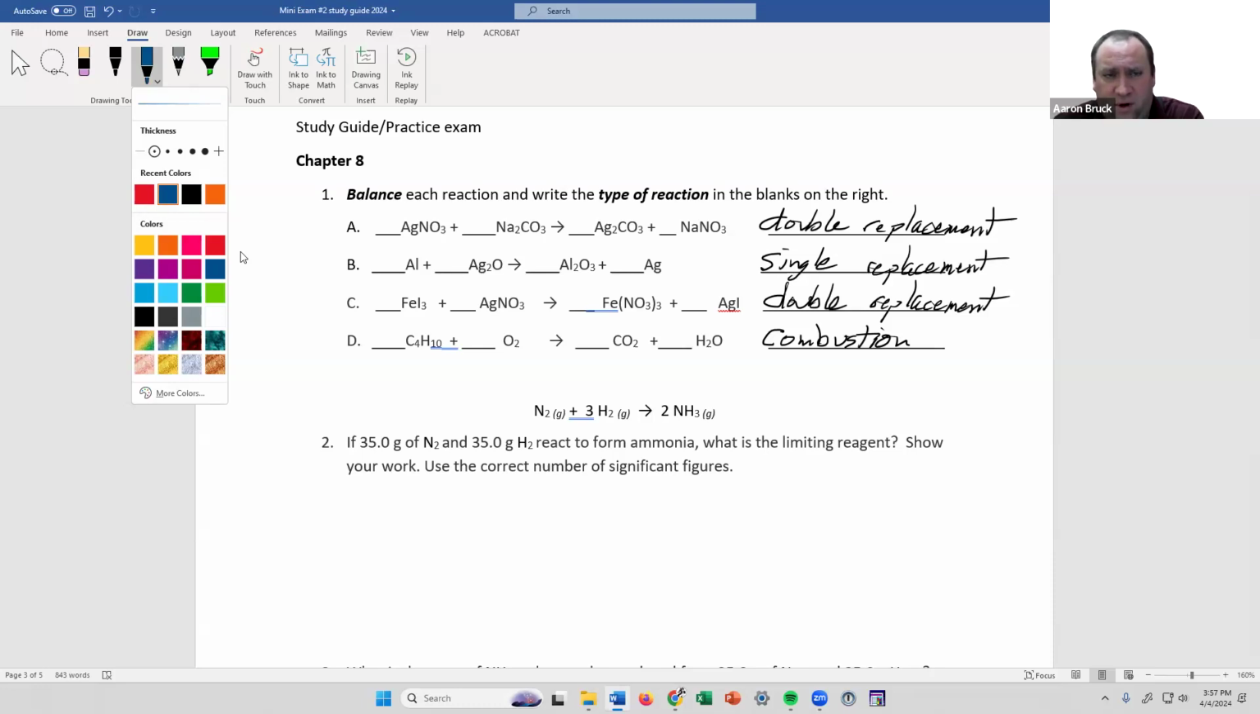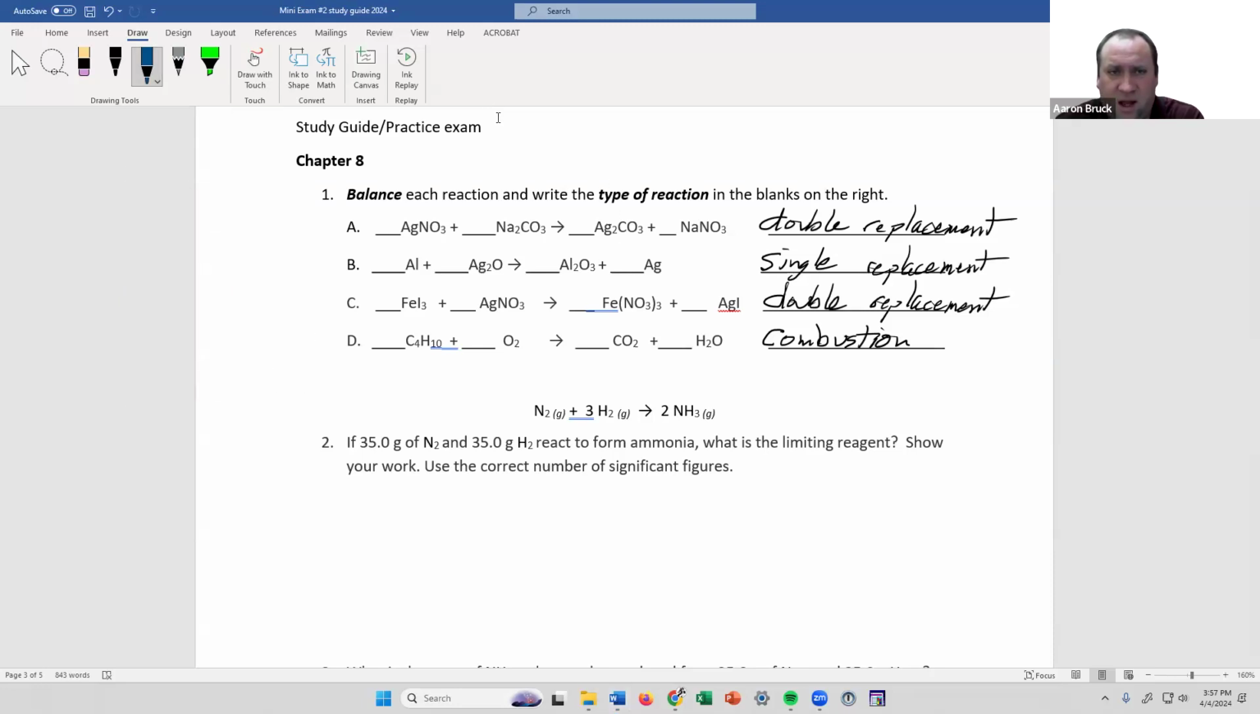So let's go through the balancing process here. Now, for each of these balancing ones, we're going to want to set up some kind of scheme that allows us to look at each side of the equation and what the key components of it are. So in part A, I've got silver, I've got nitrate ion, I've got sodium, and I have carbonate ion.